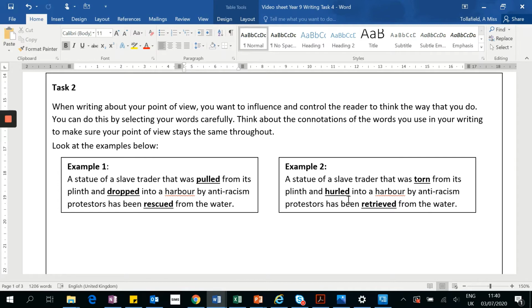The statue is being torn, ripped down, and then hurled, thrown into the water. It's much more aggressive. It's almost like it was an intentional act. And the words that have been used here convey that anger and that hatred that the people felt towards this statue. Now, we call this emotive or emotional language. It's language that makes the reader feel and react in a particular way.